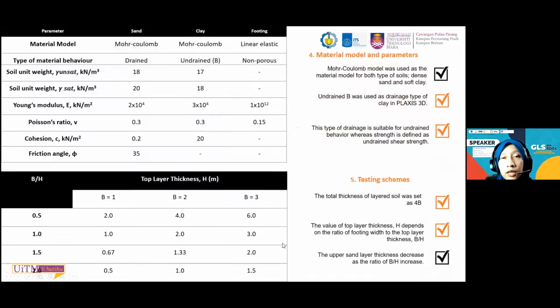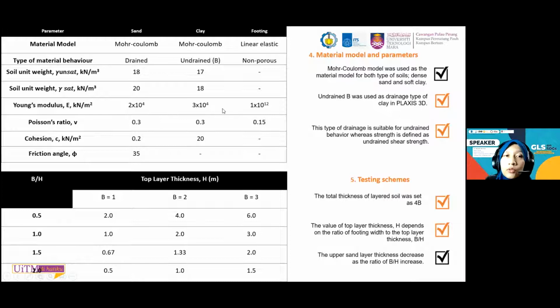Okay, other than that, we have to assign the material models and parameters. For the case of dealing with soil, the soil and structure will have different behavior. So by having computer modeling as our tool, it is easy to predict the behavior of these two materials. I mean the soil behavior and also the foundation structure behavior.